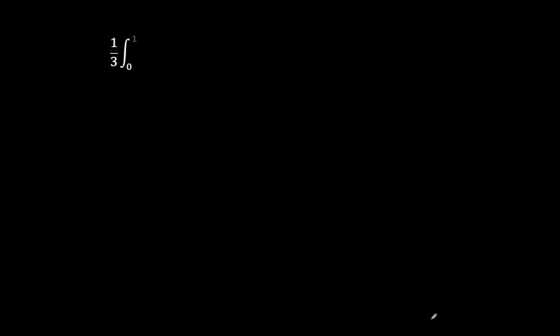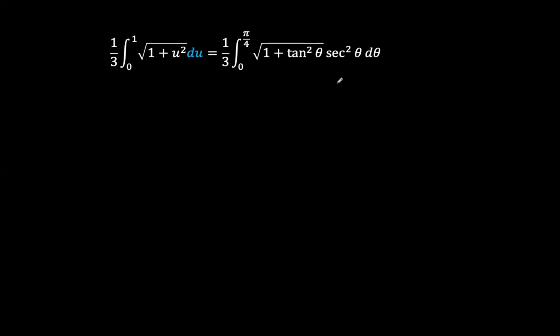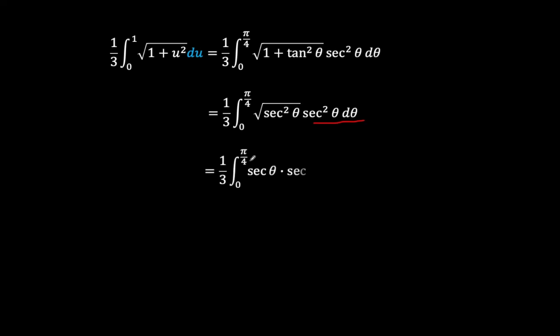Therefore, a third integral from u equals 0 to u equals 1 of the square root of 1 plus u squared du is the same as a third integral with lower limit 0, upper limit pi over 4, square root, in place of u squared, we have tan squared theta. In place of du, we have sec squared theta d theta. And so 1 plus tan squared theta is the same as sec squared theta. We have a square root sign here, obviously. So we have a third integral from theta equals 0 to theta equals pi over 4. Square root of sec squared theta is sec theta, times sec squared theta.